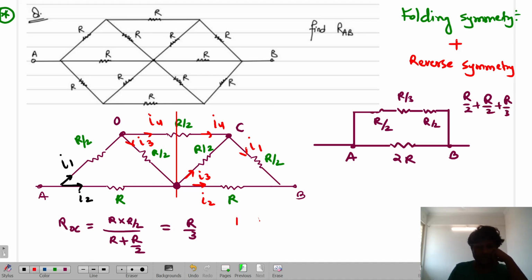Okay, so therefore R along AB is nothing but 2R into 4R by 3 divided by 2R plus 4R by 3. Got it or not?